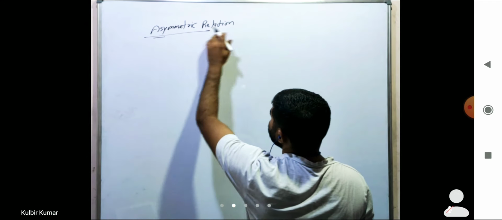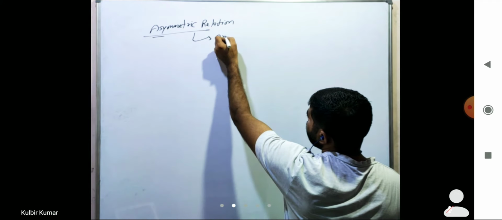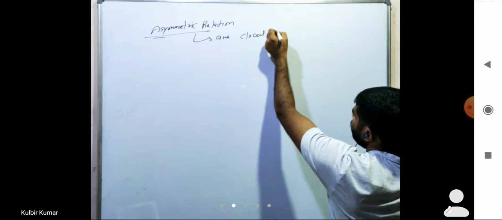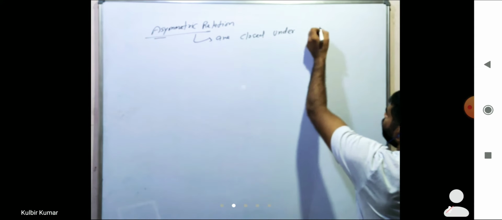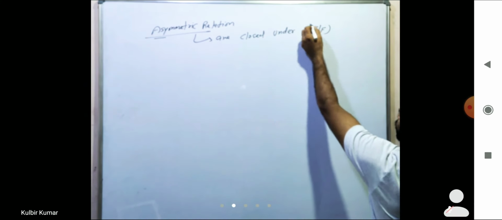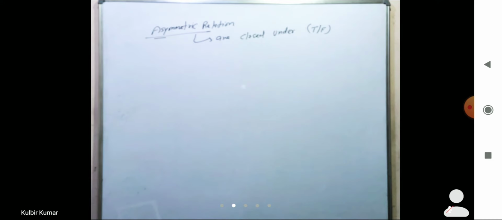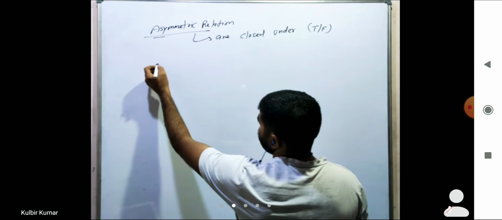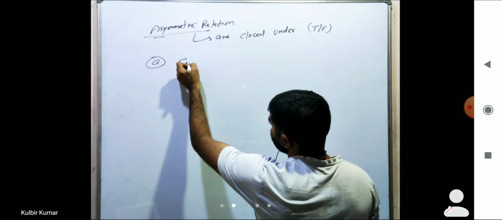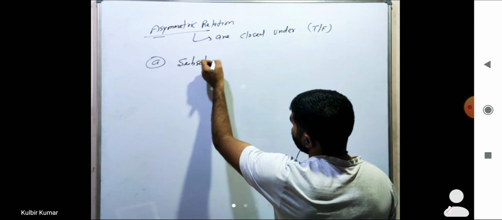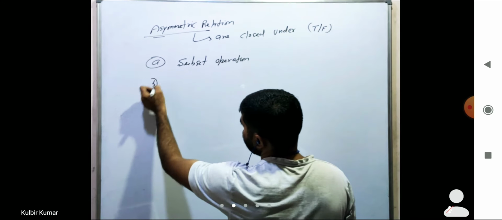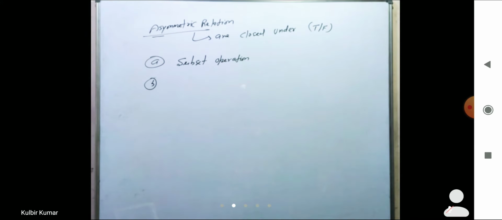So we can say asymmetric relations are closed under, और इसमें क्या देखना है, ट्रू और फॉल्स. ठीक है. So first one is: asymmetric relation is closed under the subset operation. Right? It is closed under subset operation.